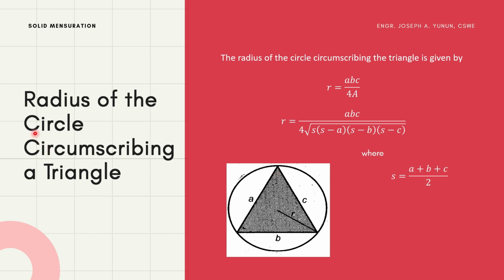Technically, when the problem states this, the figure should be this. Three sides of the triangle are given, and you need to determine the radius of the circle. So you have a, b, and c. Take note of the formula for Heron's. In this particular topic, we are simply solving for the area. Sometimes you need to solve for the unknown side using this formula, and so on.